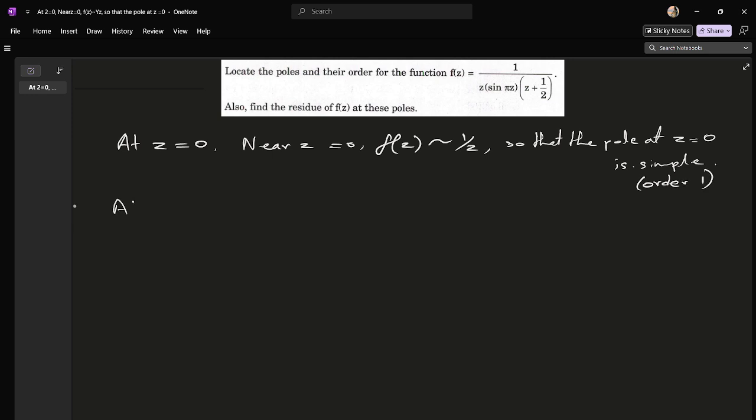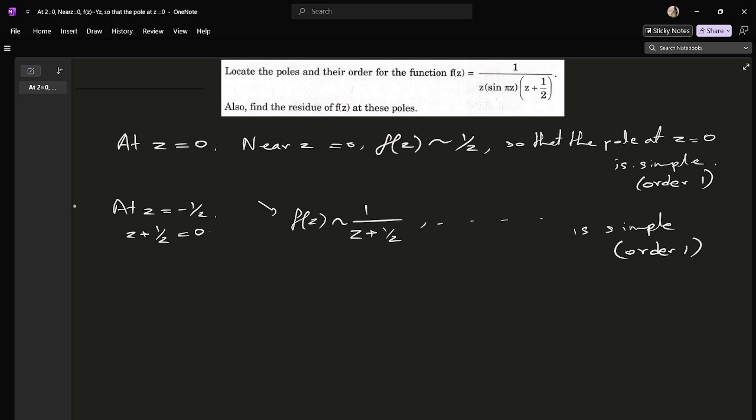Now the same case will appear for z equals minus half, where z plus half is 0. So f(z) will be asymptotic to a constant times 1/(z + 1/2), and so it is also a simple pole, of order 1.